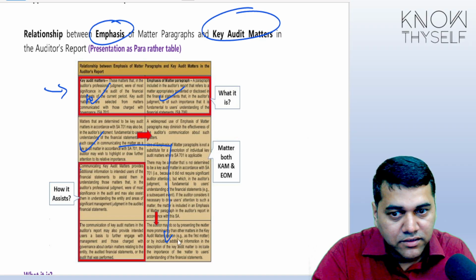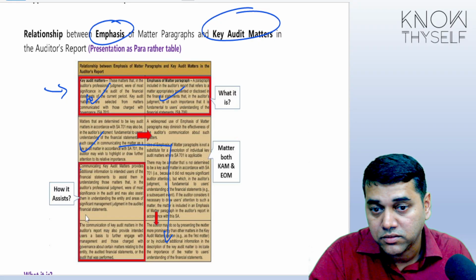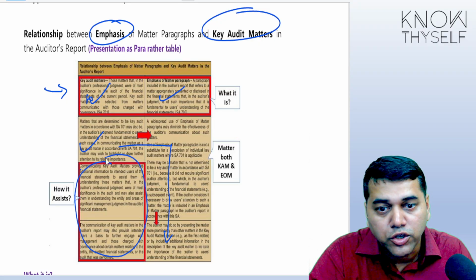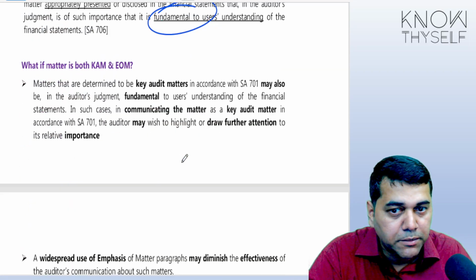Then you read it like this. Third, how is it going to help? They can ask you one more question. So this is how it's going to help. So please read it like this, then you understand it better.